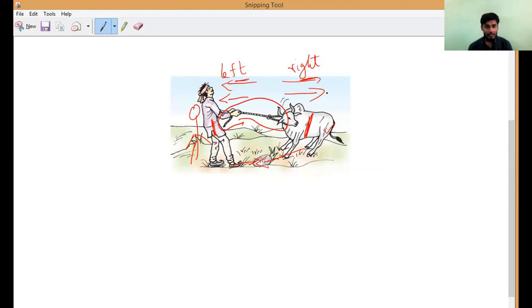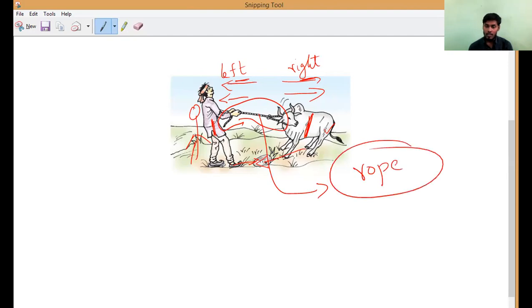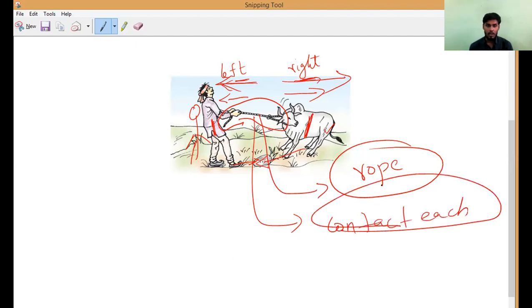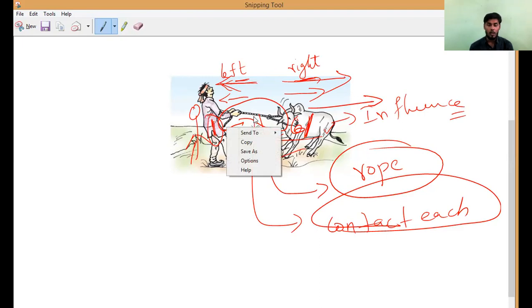So here we have some common interaction. The common interaction between this bull and the man is called what? Rope. So he is applying the force in this direction and the bull is applying the force in this direction. So both the bodies are coming in contact with each other. Is it yes or no? Yes, sir. You may observe here, this person is trying to pull this bull forward, means he's trying to influence this bull, and this bull is pulling him to the right side, means this bull is also trying to influence this man. So that is why we can say both are in contact with each other.